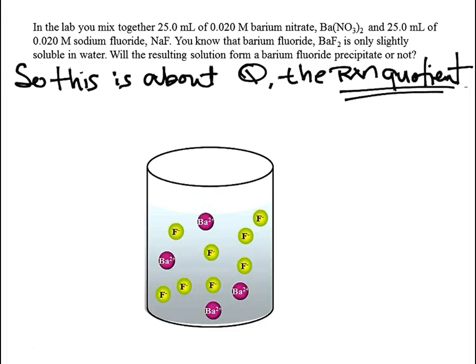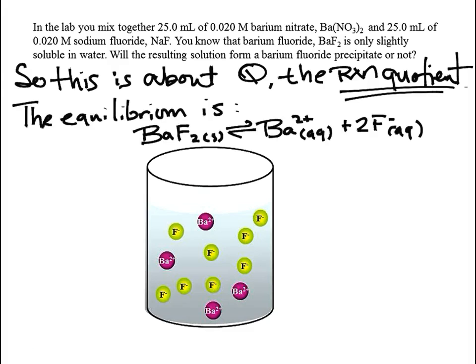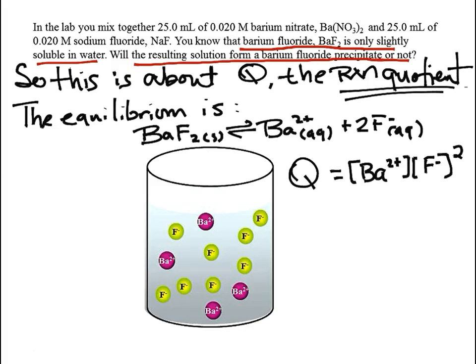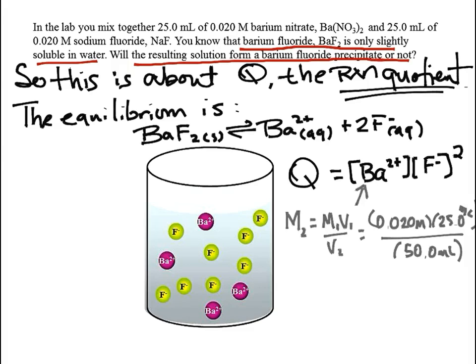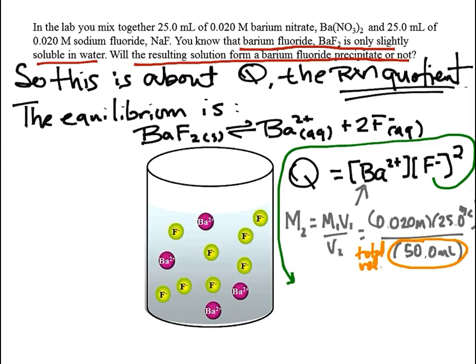This is about Q. So we have our barium and our fluoride mixed in, and we need to calculate the barium concentration and the fluoride concentration. The reaction quotient, Q, would be the product of barium times fluoride squared. So we're going to calculate the concentration of barium when we mix them together, which means we need M1V1 equals M2V2 to calculate the total barium concentration: 0.02 molar times 25 mL divided by 50, which is our total volume. When we mix two 25 milliliter volumes together, we get 50.